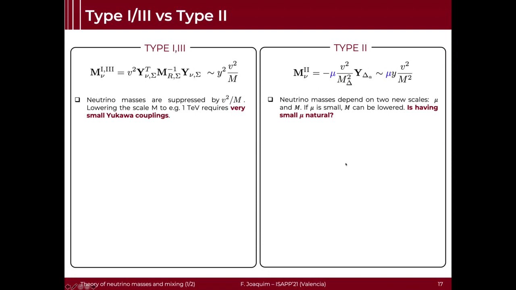And what people usually advocate is that yes. Okay, why? Let me consider the following. So remember that the mu scale is associated to the coupling between the phi and delta. So let me assign the following lepton numbers to the fields. So phi has lepton number 0, the lepton doublets and the right-handed singlets have 1, and delta has -2. Okay, so you see that this term here violates lepton number by 2 units.